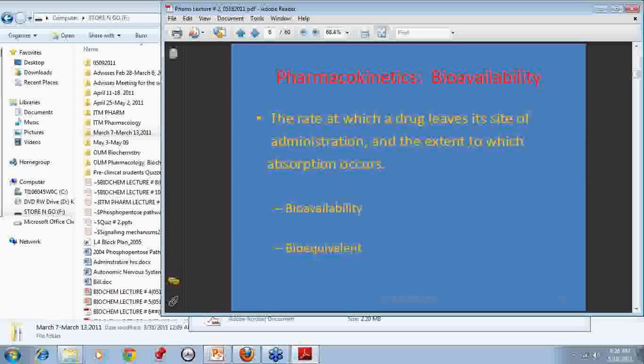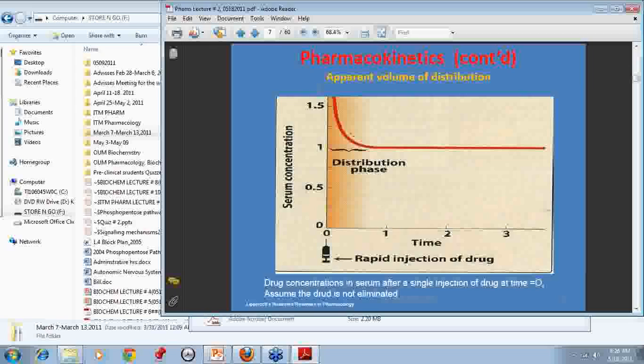Let's see what we have. Yeah. This plot here shows, assuming that there is no clearance of the drug, so you're giving a drug intravenously, and you follow the distribution phase. And you can see that what you're dealing with is first order kinetics here. The reason that you see this plateau stage is the fact that we're not considering the clearance of the drug in this plot. That's after a single injection.